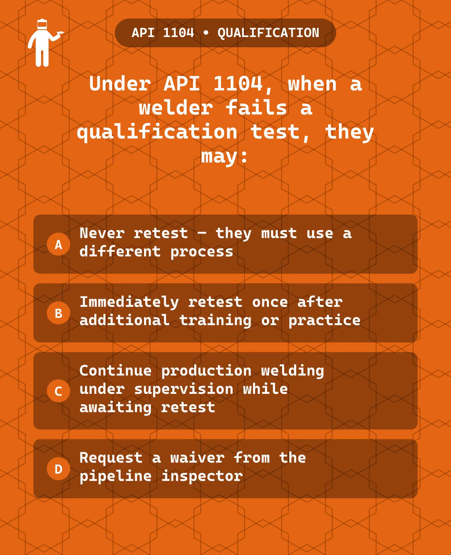Question 9. Under API 1104, when a welder fails a qualification test, they may A, never retest and must use a different process, B, immediately retest once after additional training or practice, C, continue production welding under supervision while awaiting retest, or D, request a waiver from the pipeline inspector.